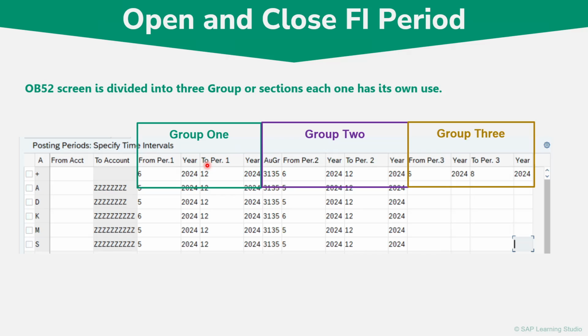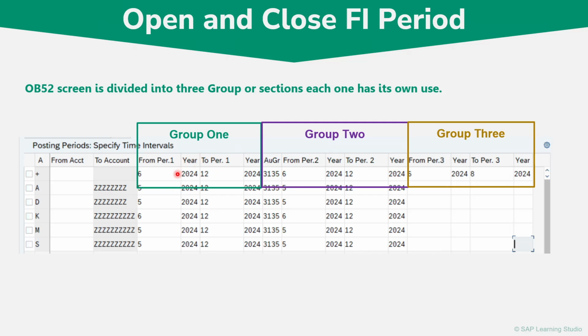So we have three groups in the OB52 screen. Group 1: period 1, period 2, year. Group 2: authorization group, period 1, period 2, year. And then we have group 3. Also, remember this, we have three groups in the OB52 screen. When I maintain the entry like this, ZZ means this is for all accounts. For asset accounting, all accounts. D stands for customer, all customer accounts. Or else I can maintain the range or individual GL accounts in this screen.